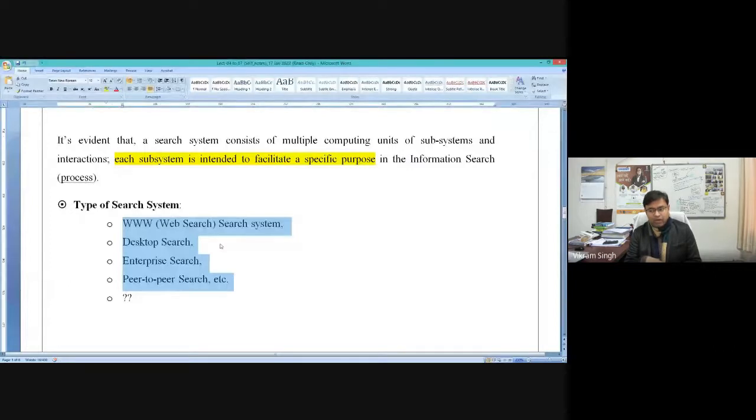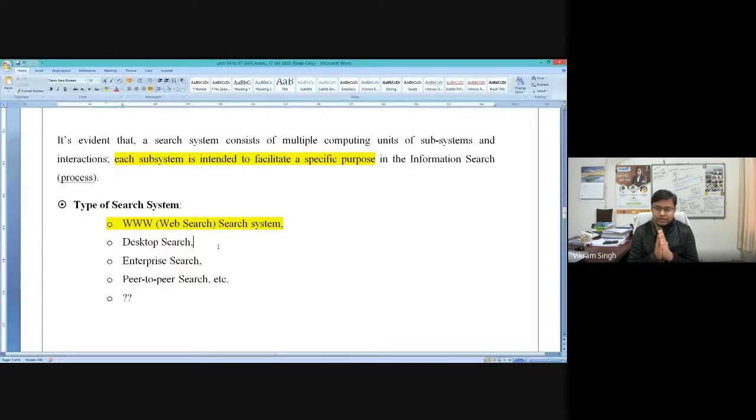Now we are having very specific search systems like Google Scholar, but Google Scholar is not of this type. It is called a vertical search system, which basically deals with a specific type of data. Google Scholar only deals with scholarly data.